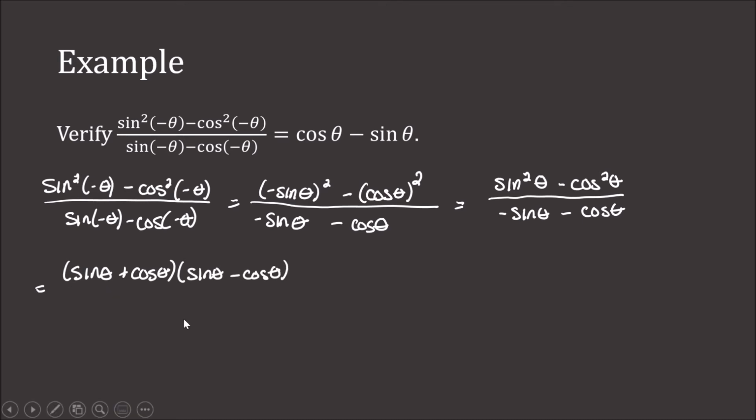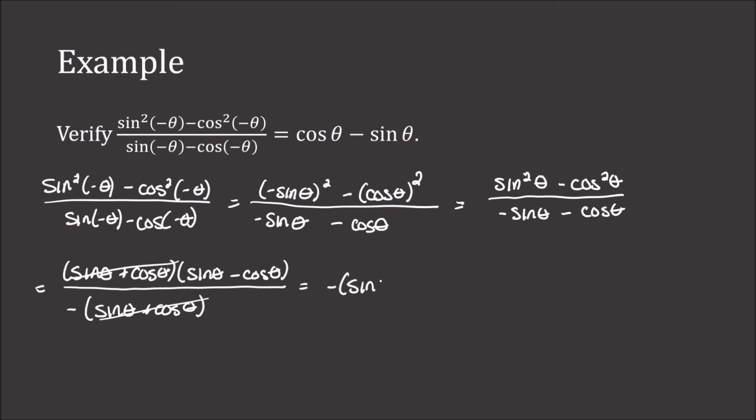And we're going to factor out a negative down here, and write that as sine of theta plus cosine of theta. And now we can see we have a sine theta plus cosine theta in the numerator, and a sine theta plus cosine theta in the denominator. They cancel out. We're going to be left with negative sine of theta minus cosine of theta. Distribute that negative through, and we get cosine of theta minus sine of theta. That was our desired result, and so the verification process is complete.